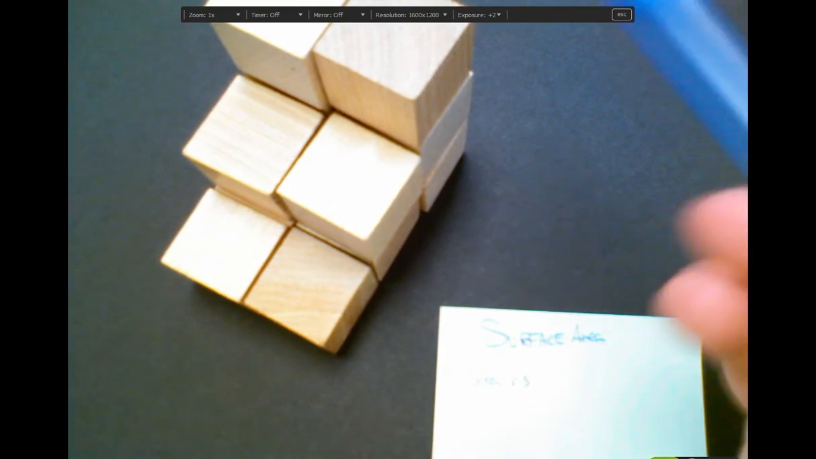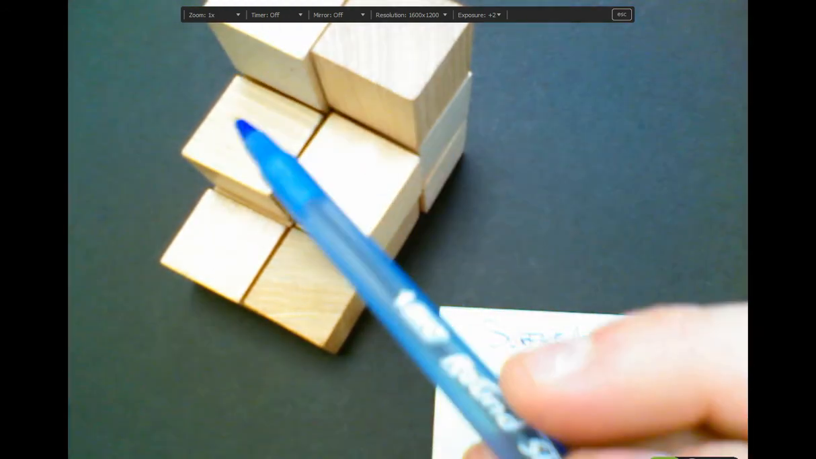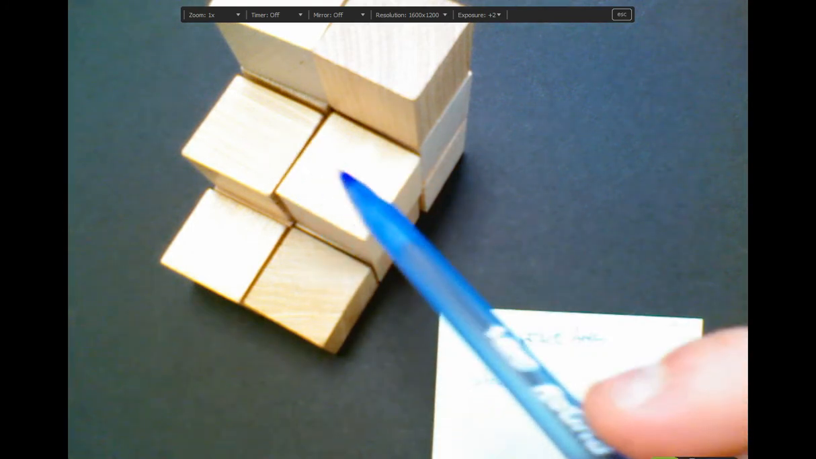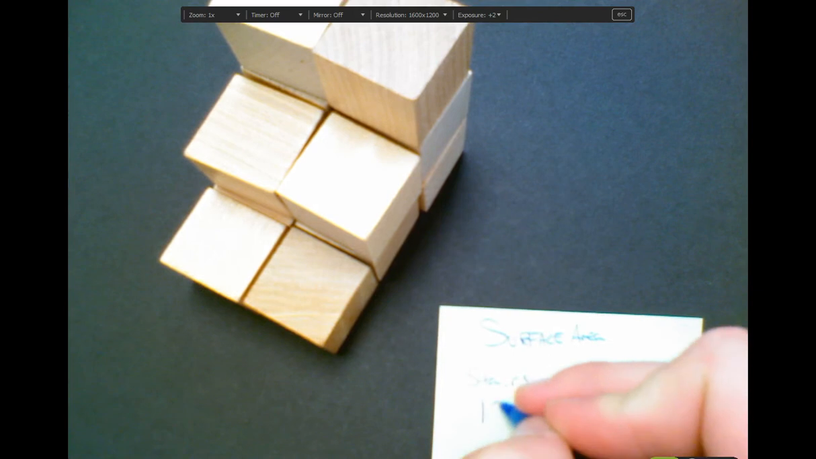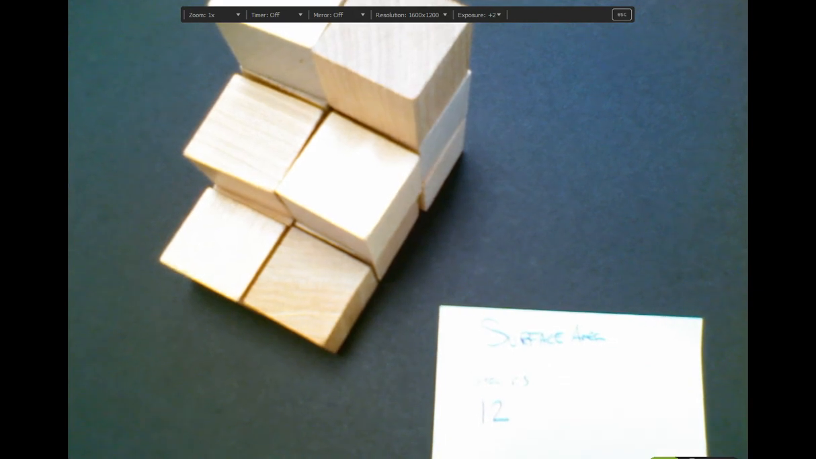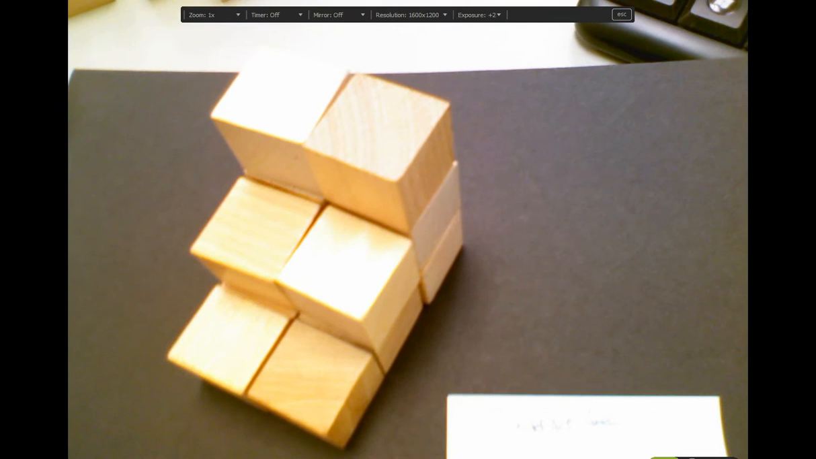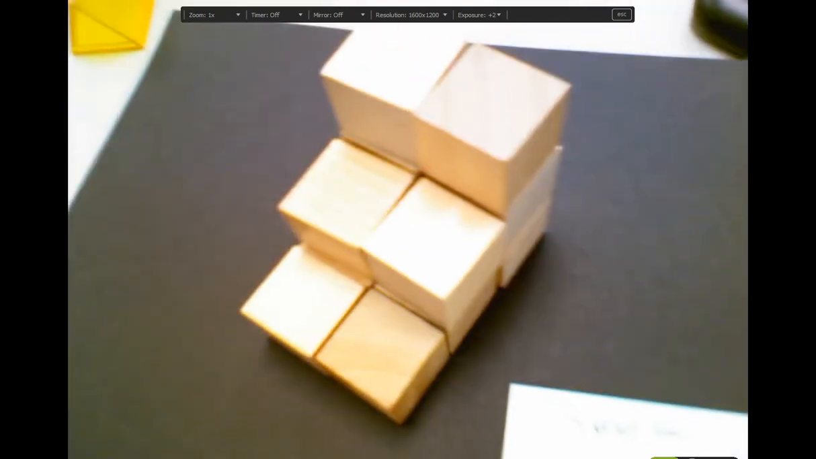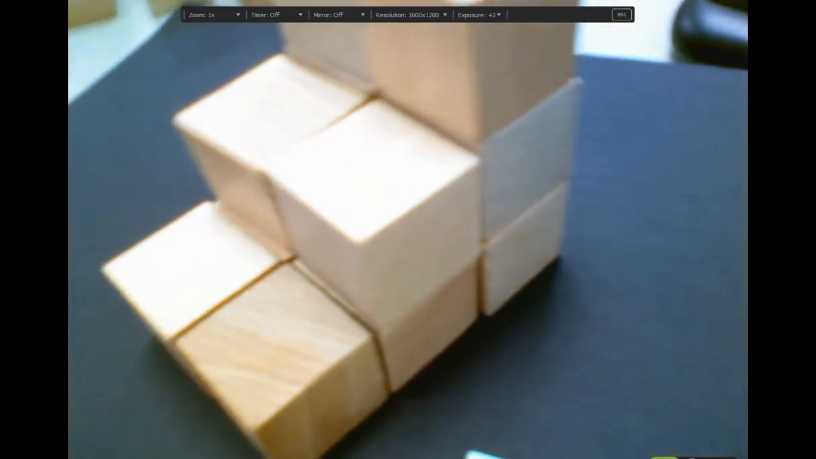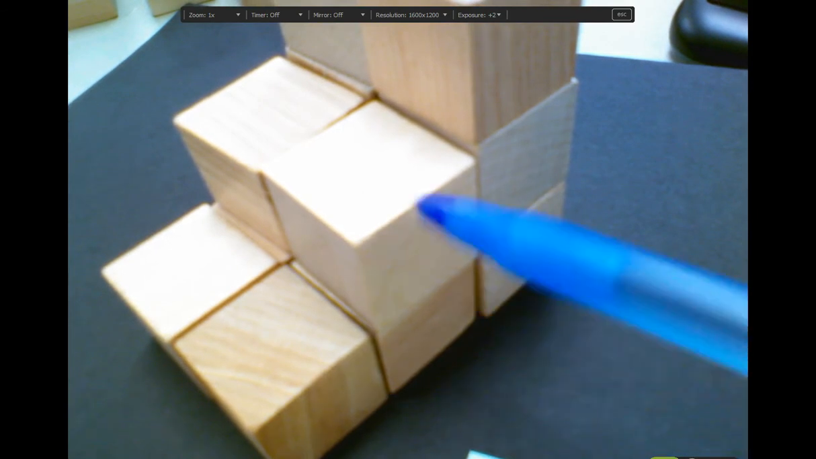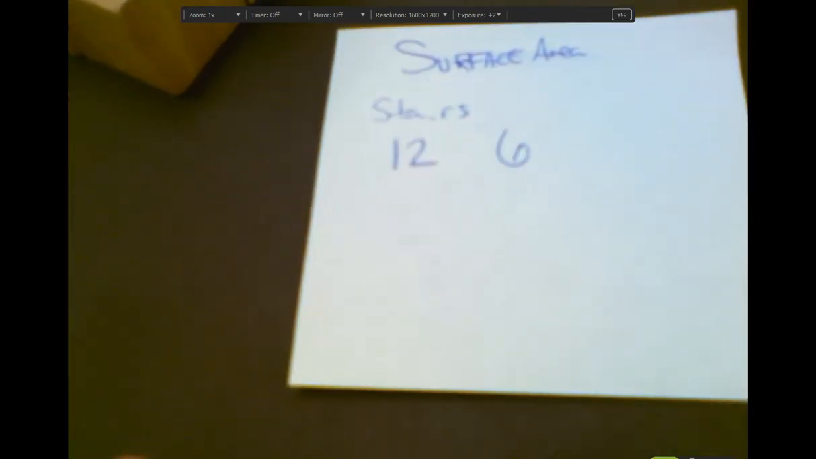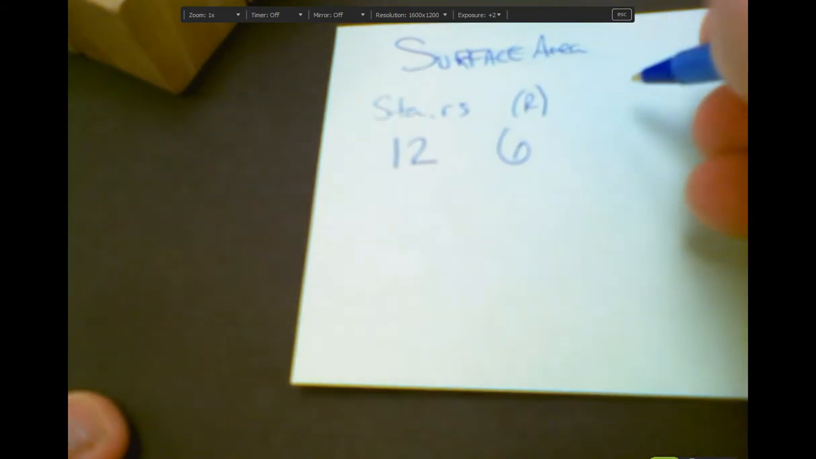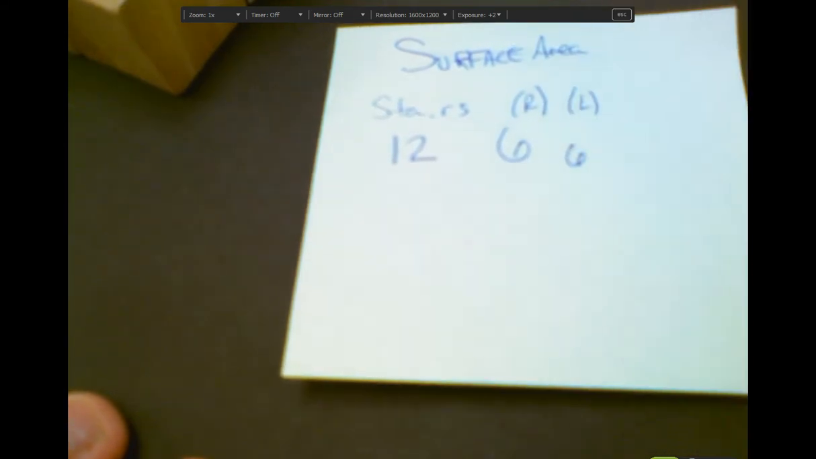To find the surface area, we'll start with the stairs. We have 1, 2, 3, 4, 5, 6, 7, 8, 9, 10, 11, 12. So that will be 12 for the stairs. Now we need the right and left side and the back side. If we count the right side, we have 1, 2, 3, 4, 5, 6 on that side. We can put that in a post-it note. The left side of the stairs would also have 6.